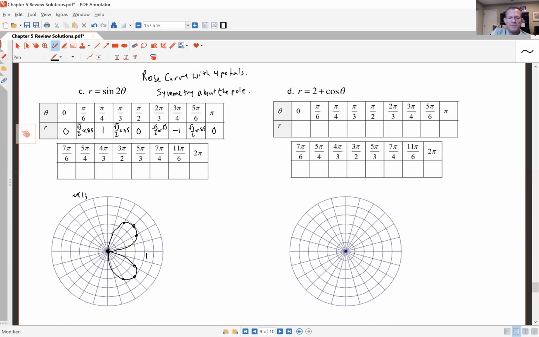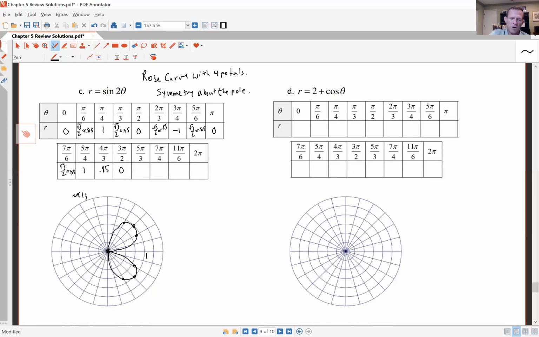Sine of 2 times 7 pi over 6, that's the sine of 7 pi over 3, which is positive root 3 over 2, 0.85. The sine of 2 times 5 pi over 4 is the sine of 5 pi over 2. Sine of 5 pi over 2 is 1. Sine of 8 pi over 3 is root 3 over 2. And the sine of 2 times 3 pi over 2 is the sine of 3 pi, which gets us back to 0.